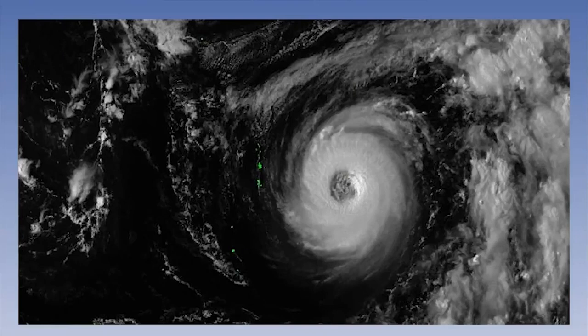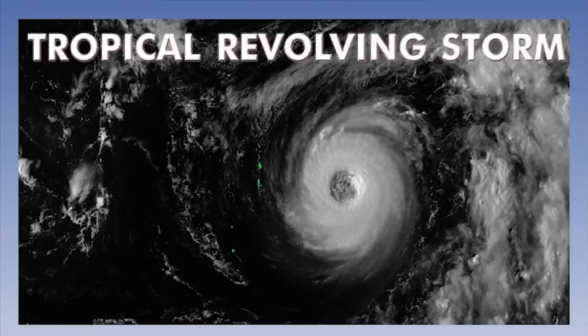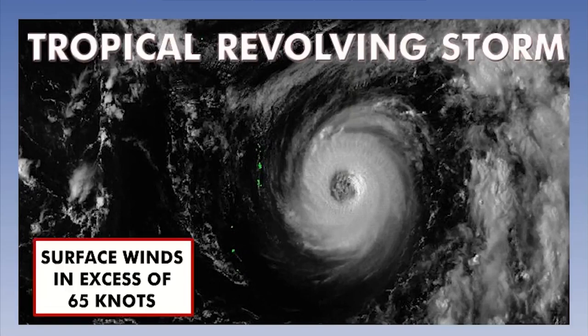TRS stands for Tropical Revolving Storm. These are storms that originate near the tropics and can have sustained low-level winds in excess of 65 knots. It's the lifespan and sheer size that creates the destructive force of these storms. They can last for weeks on end before decaying and have a diameter of between 300 and 1,500 kilometres. We're now going to examine these storms in more detail.